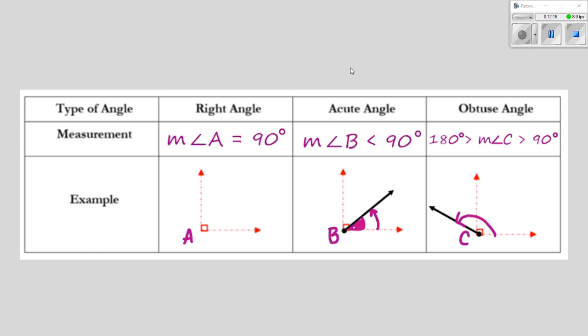Okay, you can pause here and then move on once everyone has all the information.